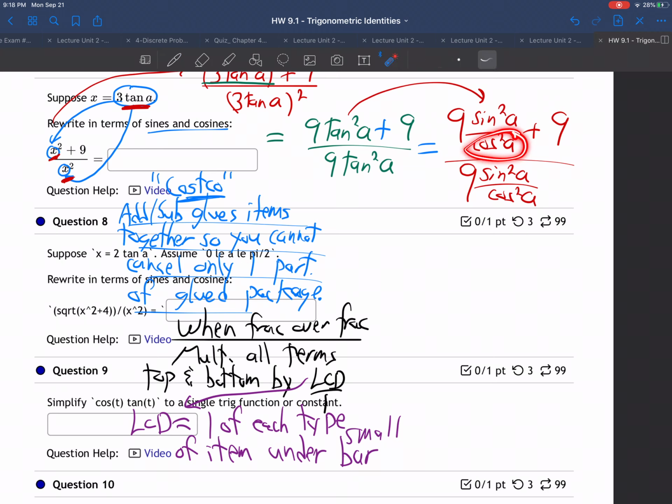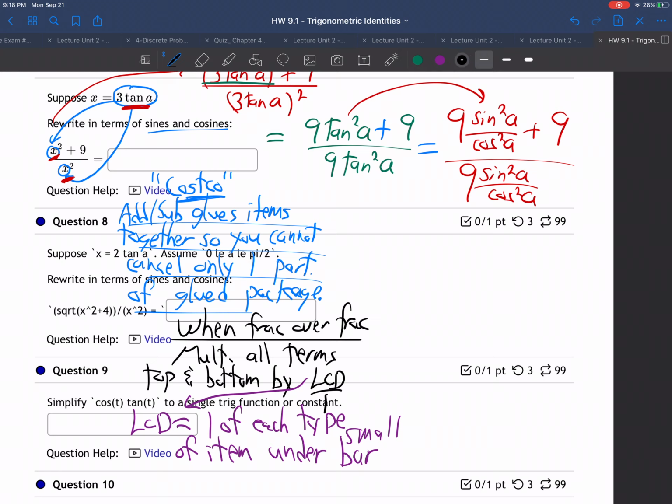We have a cosine squared and a cosine squared. That's all we got. You take one of each type. So I'm going to take the cosine squared. I'm not going to take cosine to the 4th. I'm just taking this guy, or just this guy, but not both, right? Just one of them, not both of them. One of each type of the stuff under the bar.